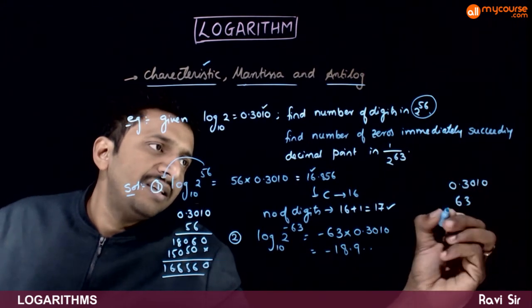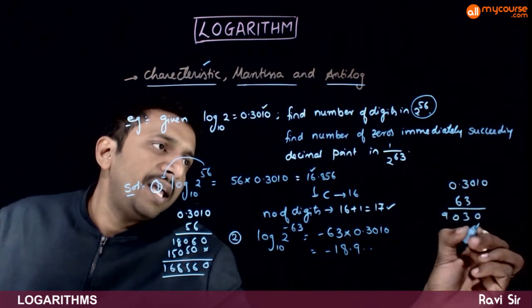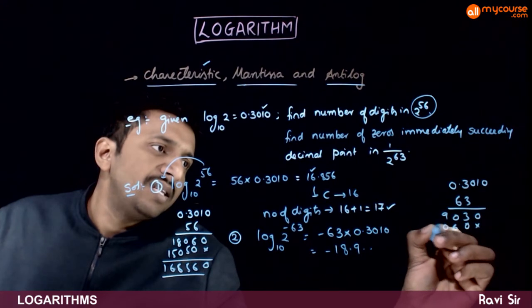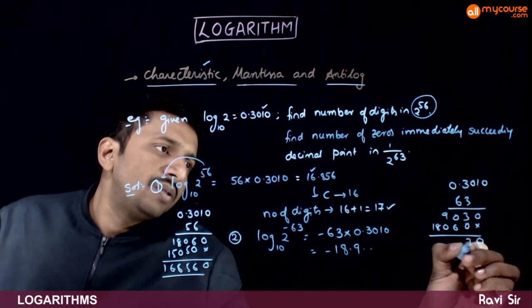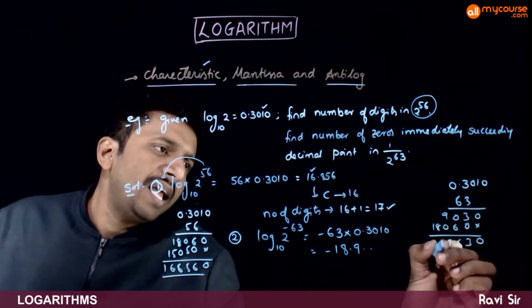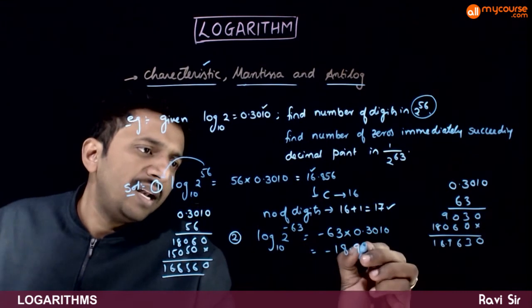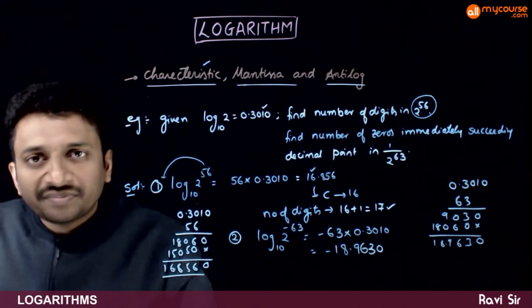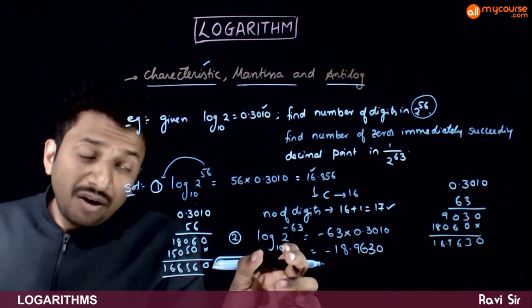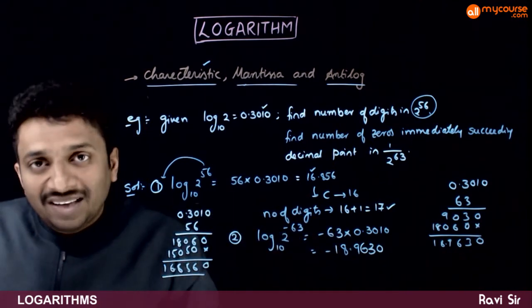So 63 times 0.3010 gives 18.9630. So the value of the logarithm is minus 18.9630.